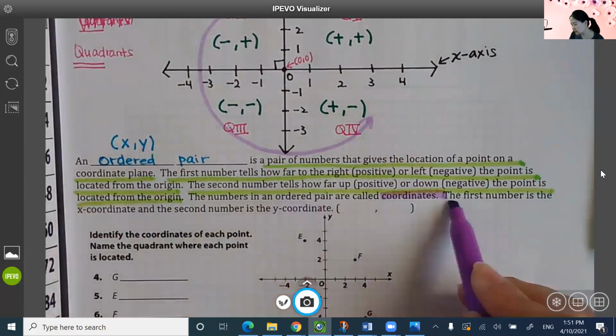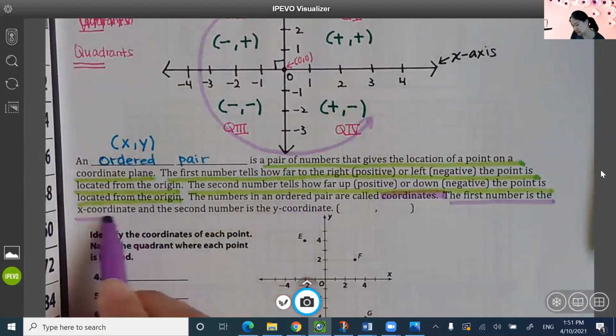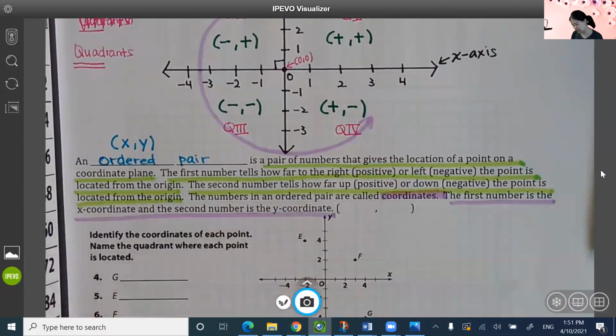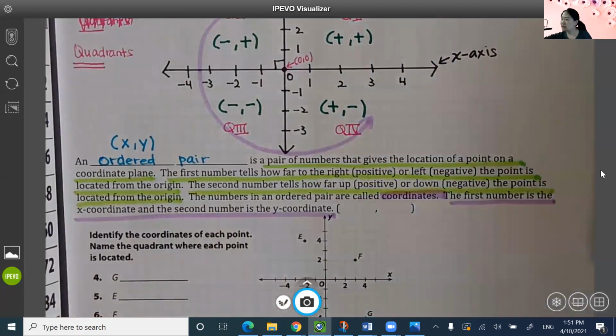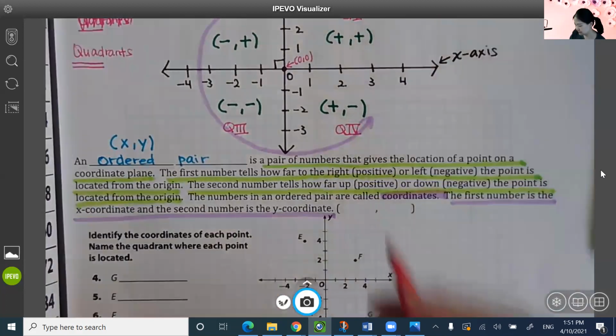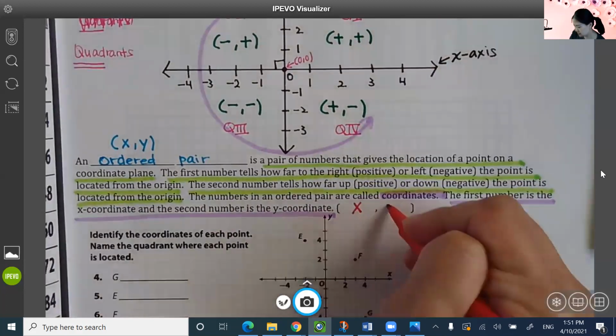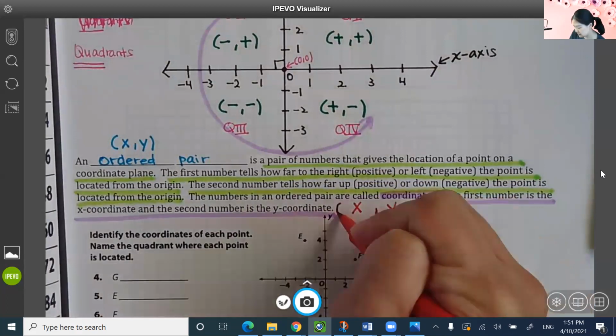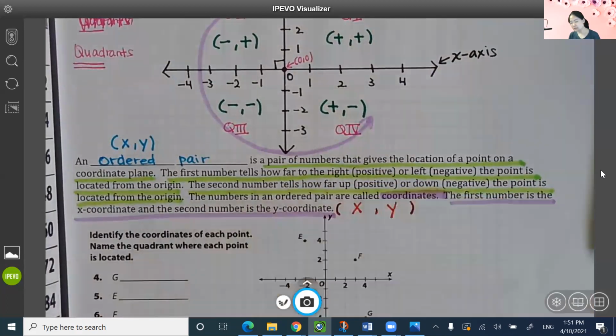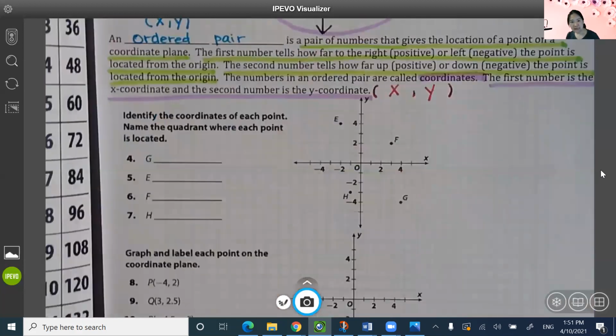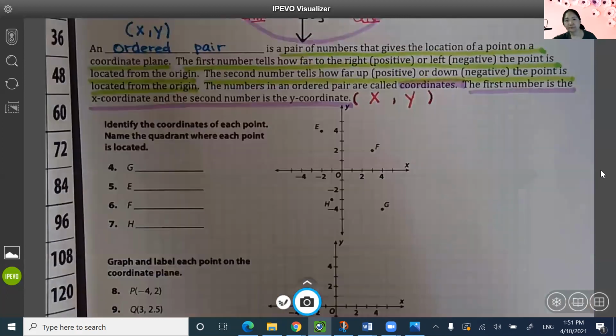The first number is the x coordinate and the second number is the y coordinate. Therefore, you have the ordered pairs x, comma, y inside the parentheses. And using these numbers, you get to plot a point, okay? So with that, let's do some practice.